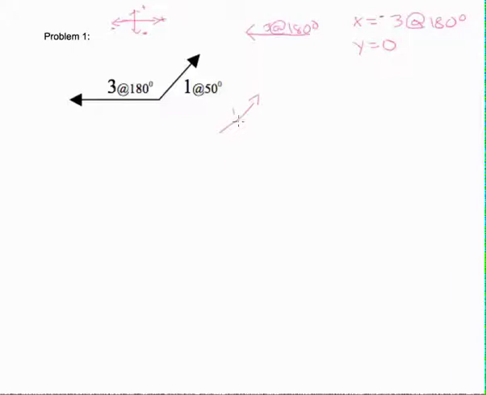Now when we have the other one, we have 1 at 50 degrees. So we can draw our x and y. And our y is opposite, and our x is adjacent. And our theta is 50 degrees, because we know that this 50 degrees is a measurement between 0 and this line.